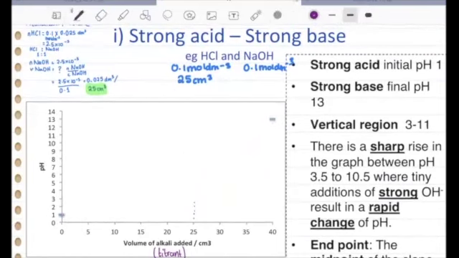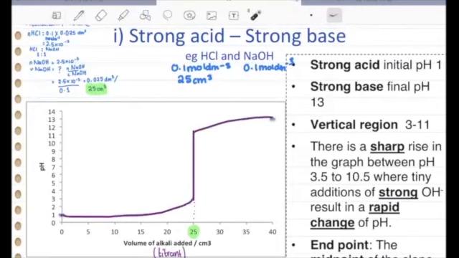I should have prepared this earlier. Now, where is the vertical line? The vertical line has to be at the volume of neutralization, which is your 25 centimeter cube. So there are many things that you should be looking at here. The vertical line is between 3 and 11, roughly, and then you just connect the line, make sure it's a smooth line.